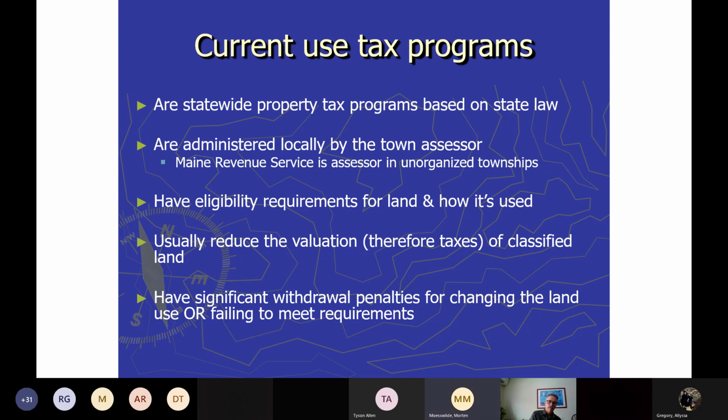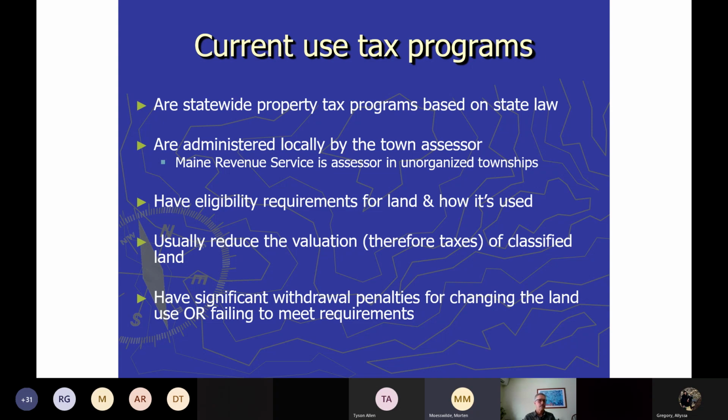There are some things that are common to current use tax programs, and I've just listed some of the essentials here. These are all statewide property tax programs. They're based on state law, and so they're really available to any eligible landowner around the state. However, they are administered by each municipality. So in any given town, the town assessor or assessor's agent is the one who makes determinations about any particular questions around a particular property. So the town assessor is always going to be a key figure in dealing with any form of property taxes, and that would include the current use tax programs.